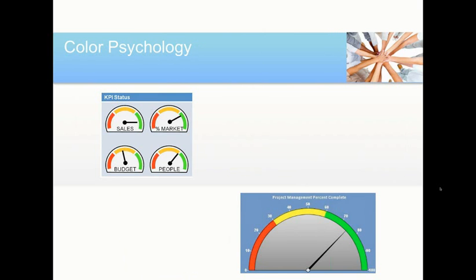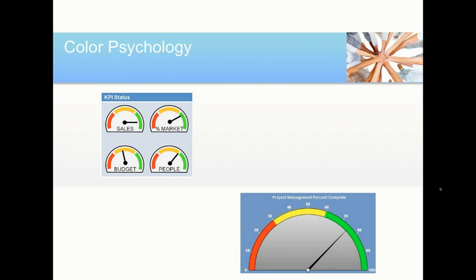So with color psychology, just showing you a few more examples, the KPI status block here shows sales are green, so that means good. Their percentage in their market is green, which is good. Their budget is a little off, more on the low end, so they need to work on that. And the amount of people that they have working is almost good. They're almost to the green, but they need to work on that a little bit more. And the bottom photo shows your project management percent complete, and they're doing very, very well.